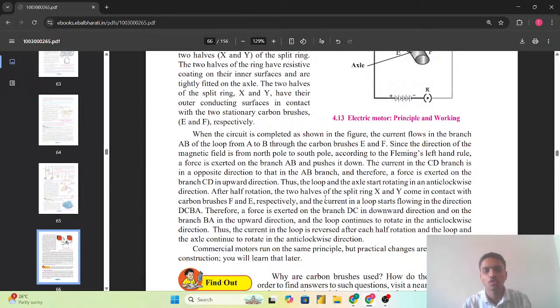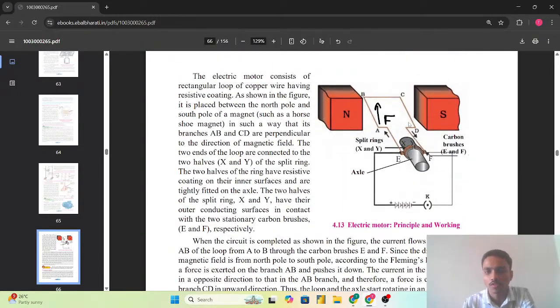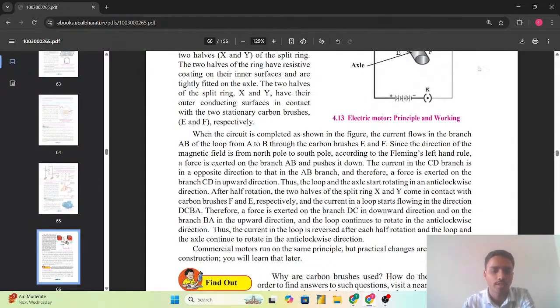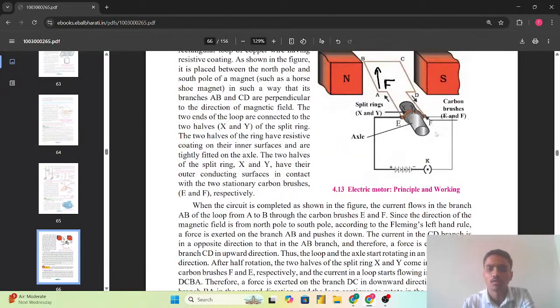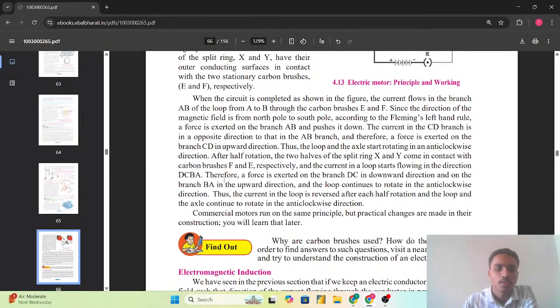After half a rotation, the two halves of the split ring, X and Y, come in contact with the carbon brushes F and E respectively, and the current in the loop starts flowing in the direction DCBA. So the current flows in the DCBA direction, and the rectangular coil keeps moving in the anticlockwise direction. Therefore, a force is exerted on the branch CD in the downward direction, and on the branch BA in the upward direction. The loop continues to rotate in the anticlockwise direction.